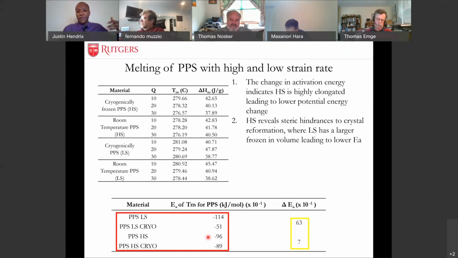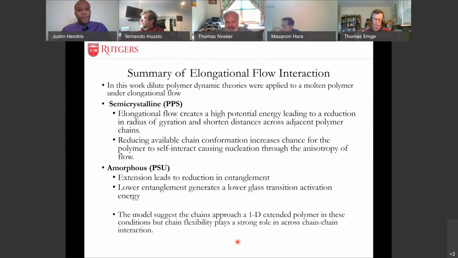But when you look at the difference between these two, steric hindrances are still playing a part in the type of crystals that are formed, which is one of the reasons why the change in activation energy is so small, as well as why these are still relatively high, because those hindrances are still playing a part in the formation of these crystals upon melt. Now, to summarize this work, we started with dilute polymers to try to interpret this theory, and then we also tried to apply it to the molten polymer.